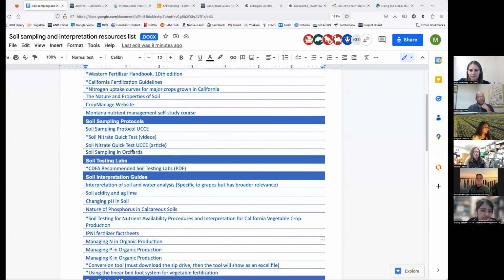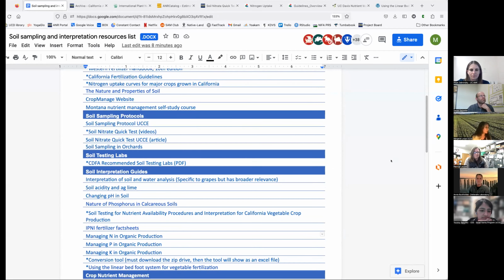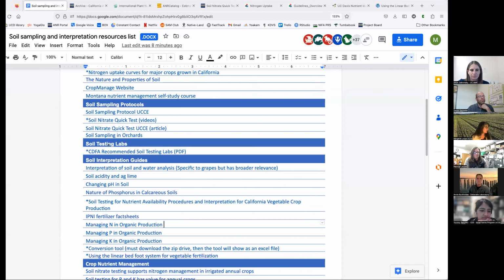And sampling for orchards. We didn't talk too much specifically about orchards, but there are some guidelines there. Here now, soil testing labs. Here's the link to the labs. You have to go through a couple of steps to get to the link, but basically you'll get a list of labs. And sometimes it's just nice to find one that you can drive to and drop off a soil sample.